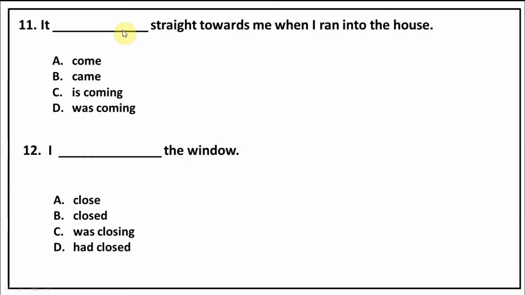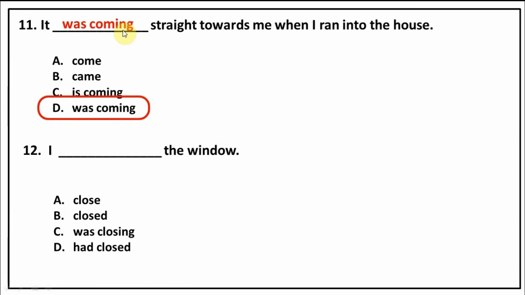उस वक्त क्या हो रहा था, वो जो हो रहा था हम वही बयान कर रहे हैं, तो इसके लिए हम past continuous tense इस्तेमाल कर रहे हैं. It was coming straight towards me. Option D is the correct answer. It was coming straight towards me.